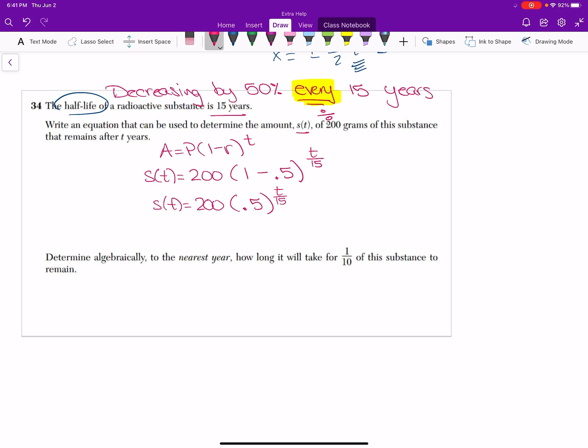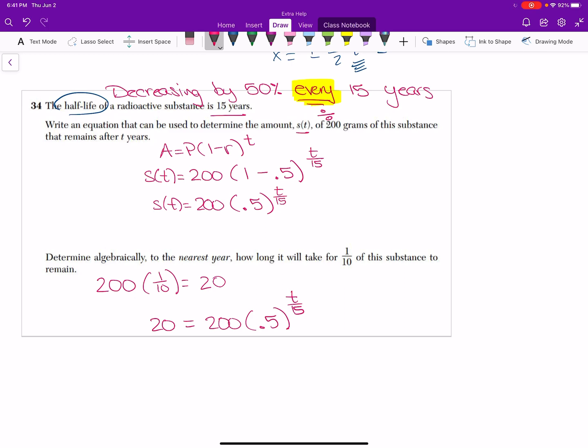Second part, determine algebraically to the nearest year how long it will take for 1/10 of this substance to remain. So if 1/10 of the substance is going to remain, we're starting off with 200 grams. So 1/10 of 200, you can multiply, is 20. 1/10 of 200 means that 20 grams remain. So we can plug this in for S of t, which is the final amount, and solve our equation for t, which we've done quite a few of over the last week and a half.